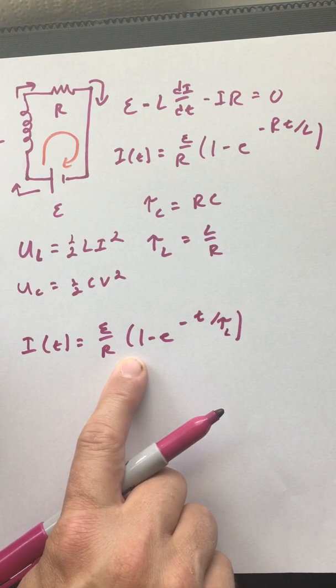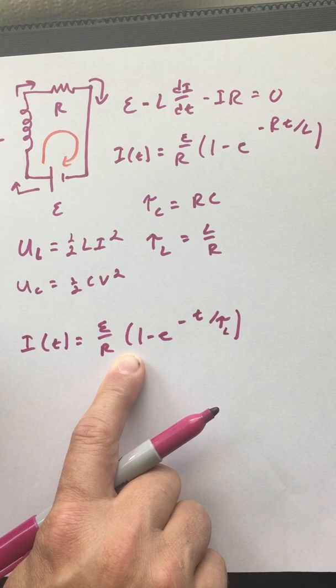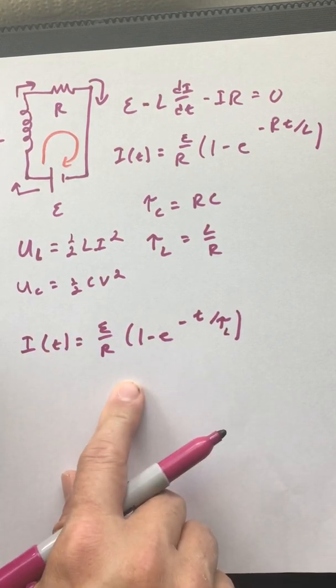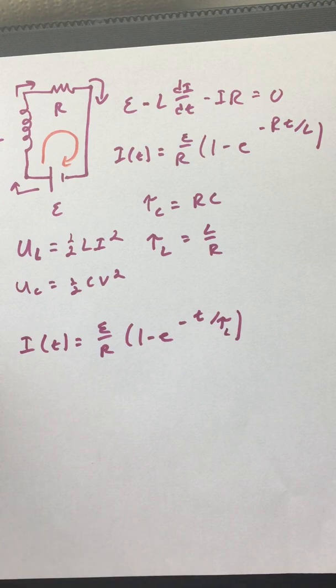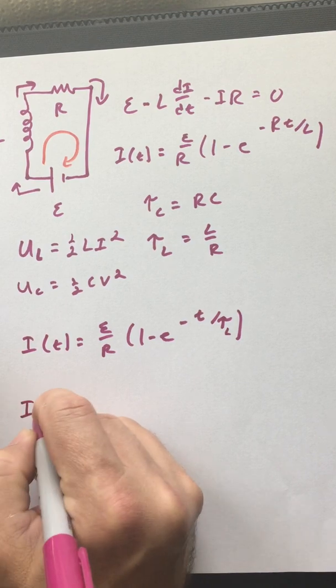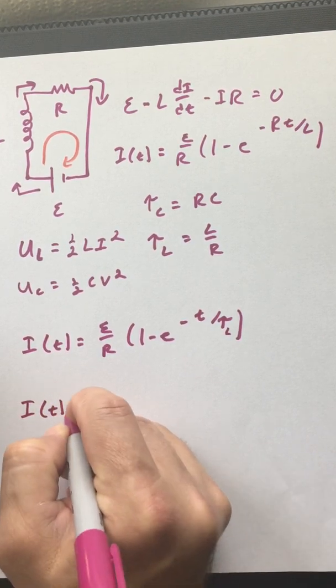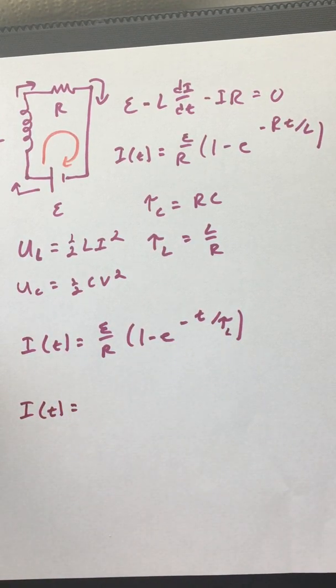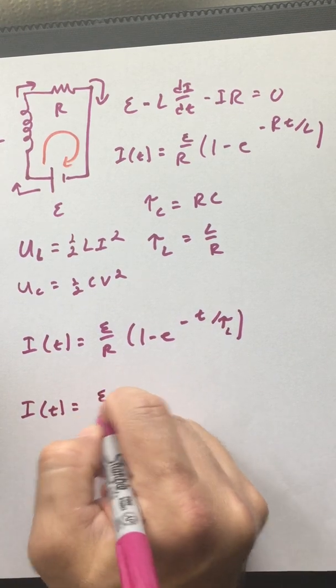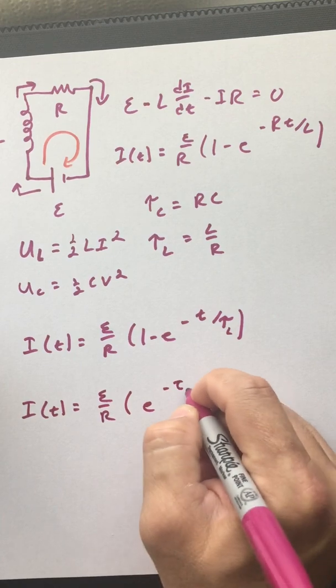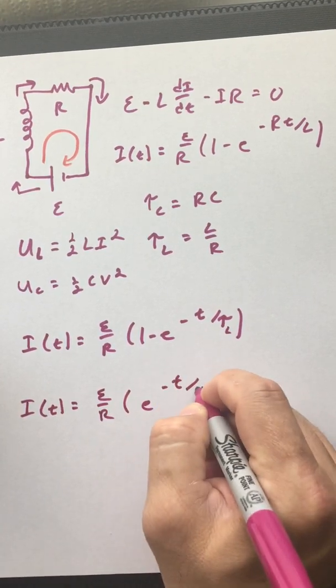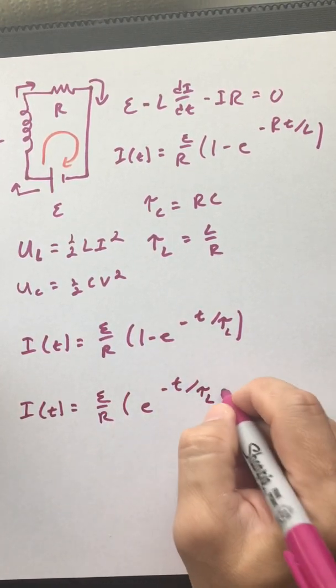The current's going to ramp up to some final value. And this is not the expression for it, but we'll see later that the current will ramp down to 0 when you turn it off. And in fact, I can write down that solution now. It's going to look exactly like the discharging capacitor solution, which is E over R times e to the minus t over tau sub L.